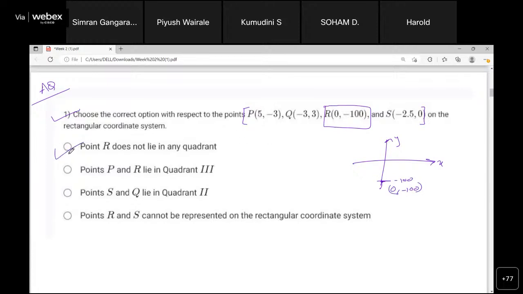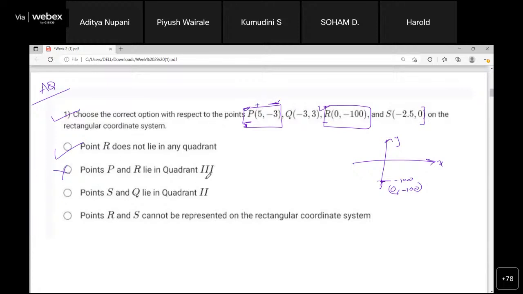The first option is correct. Now, points P and R lie in quadrant 3. This is not correct because R does not lie in any quadrant. And where does point P lie? This is positive, this is negative, so it is in the fourth quadrant. So this is also not correct.